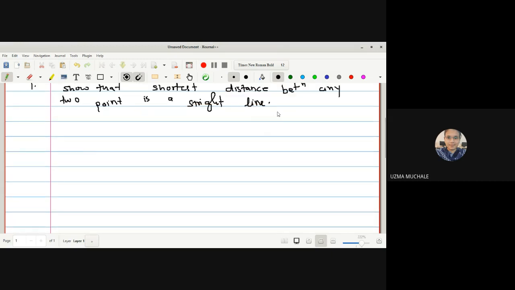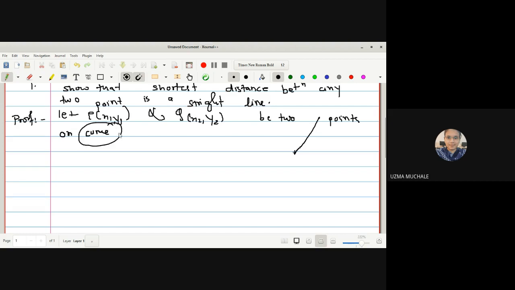We can imagine this, right? If I have these 2 points, so I can find out the shortest distance joining these 2 points is a straight line. Right? For that, let us start with the proof. Let us consider P and Q be the two neighboring points. Let P (x1, y1) and Q (x2, y2) be the 2 points on a curve.